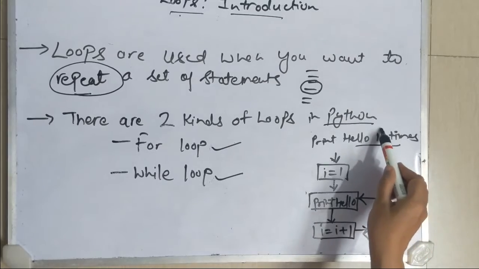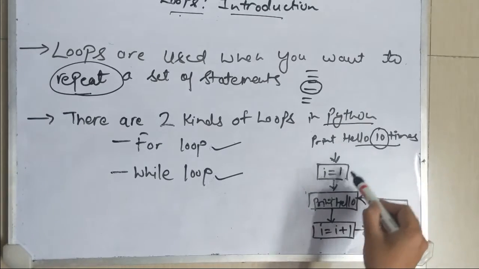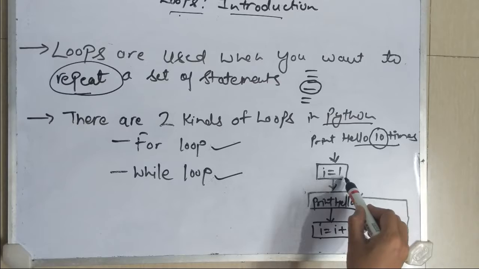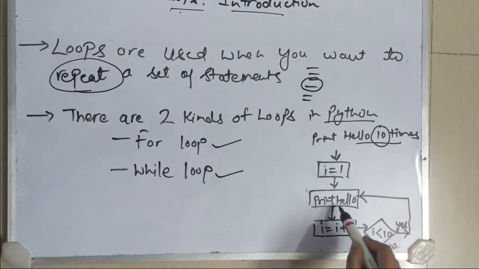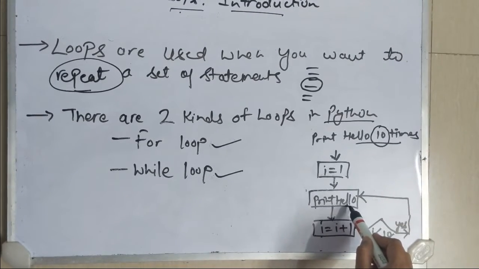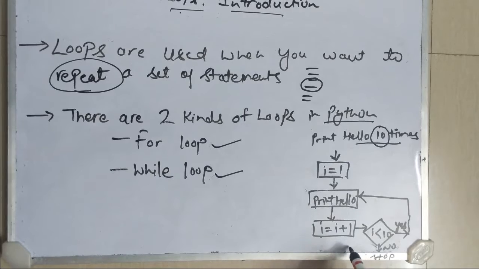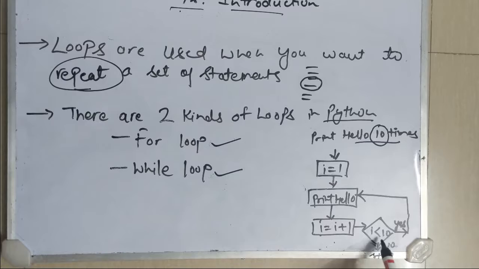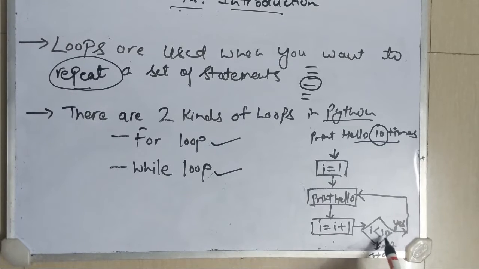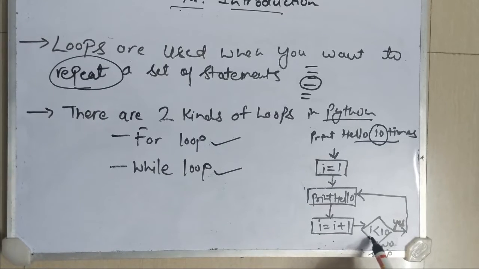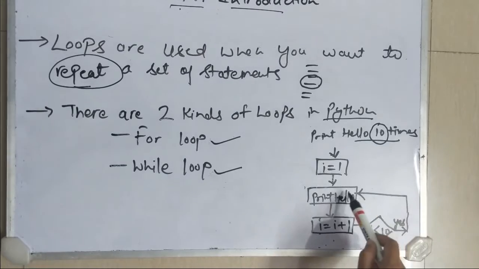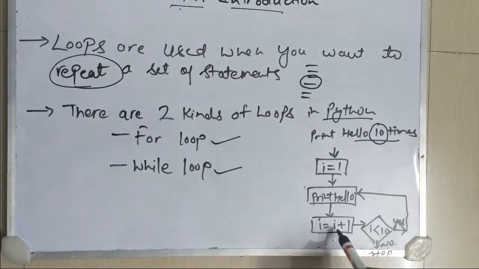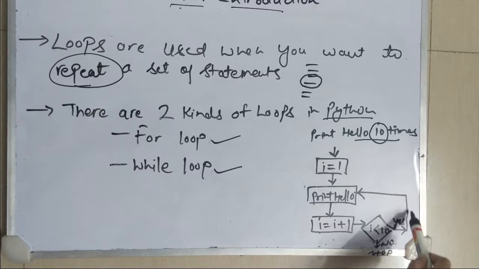In order to keep track of 10, we are going to initialize a variable I with 1. Then I am going to print hello. After printing, I will increase the value of I. After increasing the value of I, we are going to check whether it has reached 10. So I am checking if I is less than 10. If I has not reached 10, then I will again repeat printing hello, increasing I, checking, and printing again.